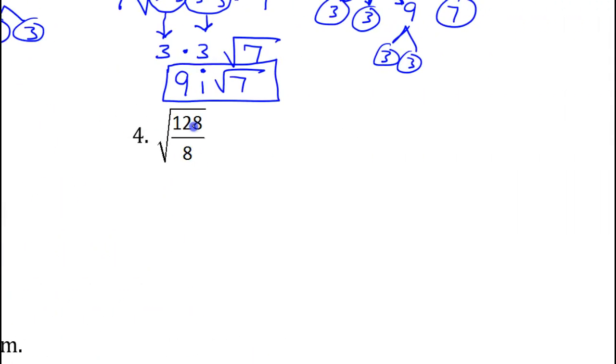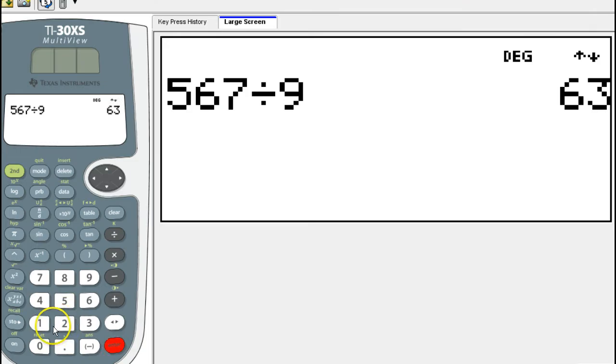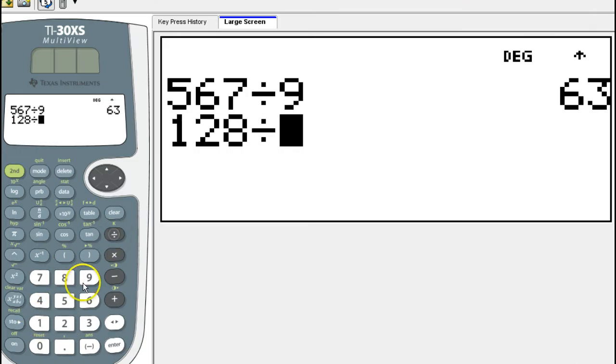Okay. Now, really, this fraction can be reduced. So before I do anything else, I'm going to reduce this fraction. Okay. It looks like both of these are divisible by 4. So I'm just going to divide by 4 to reduce this fraction. So on the calculator, 128 divided by 4 is 32. That tells me that really both of these are divisible by 8.